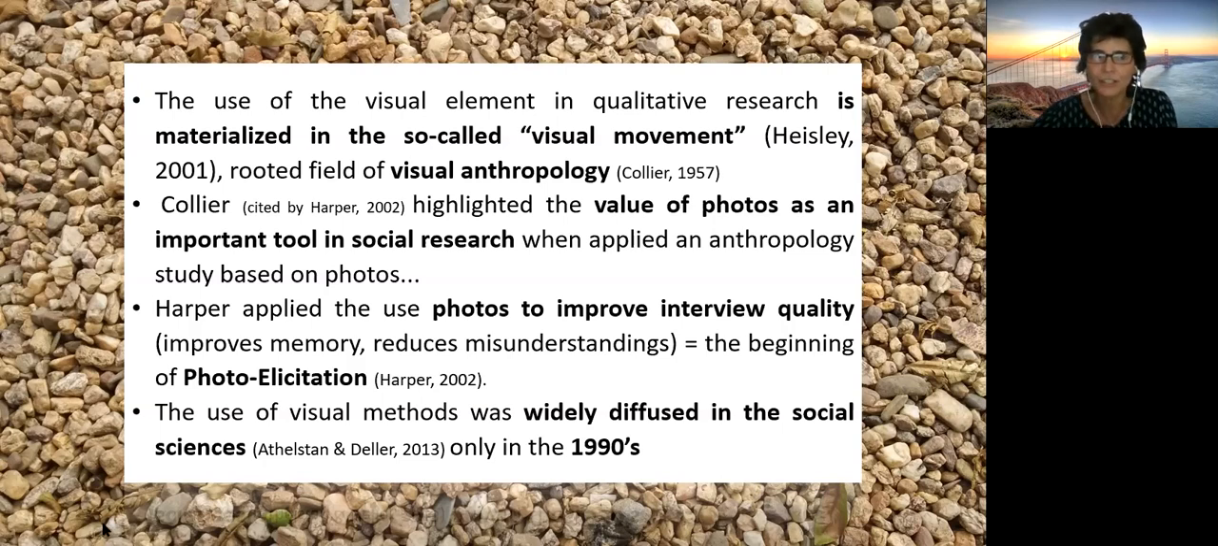And then, as I mentioned here, Professor Harper in visual sociology brought the use of photos and was the beginning of photo elicitation, mainly in visual sociology. That's why, at the end of the slide, I have this idea that the use of visual methods was widely diffused in the social sciences in the 90s. And now, in the beginning of the 21st century, with the books of Gillian Rose and Banks also, because the first book of Banks on visual data and visual methodologies is from 2007, and Gillian's book is from 2001, the academia started doing research in this field.